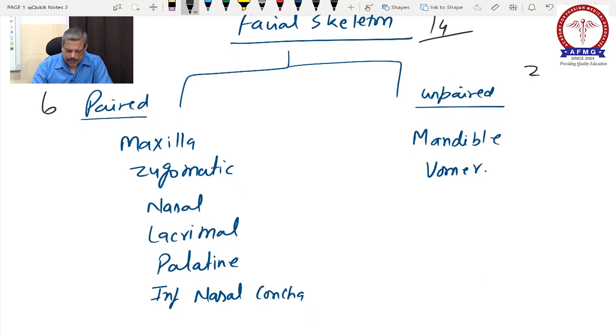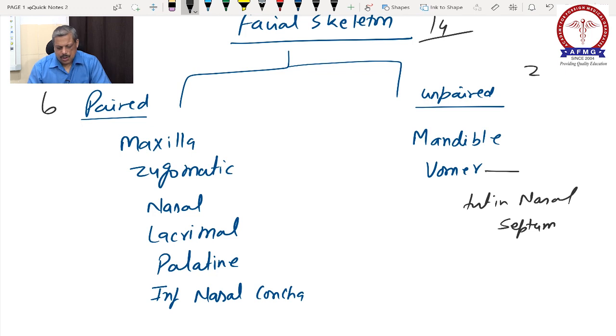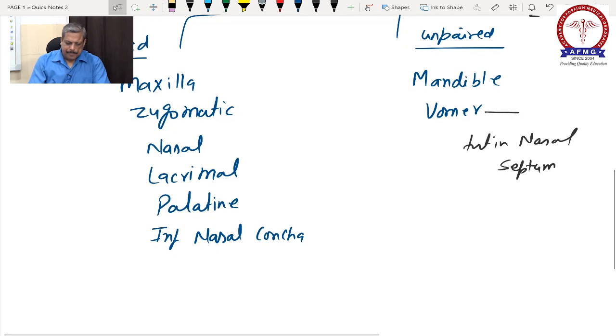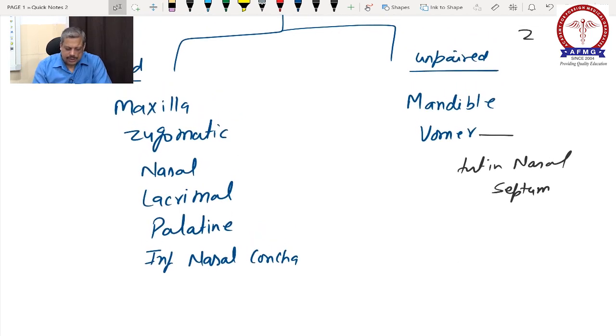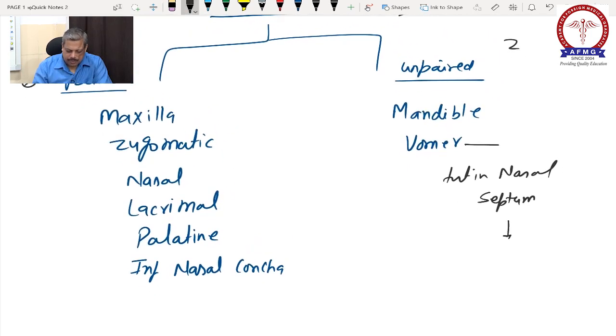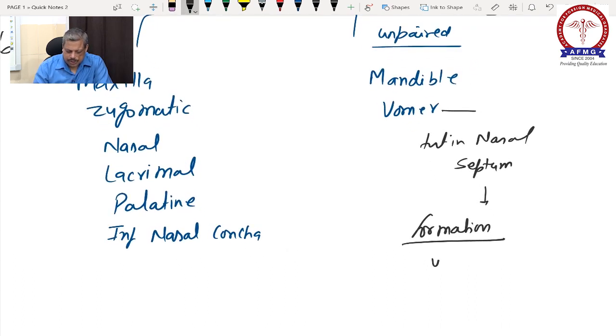This vomer bone, where is it present? It is present in nasal septum. How is this nasal septum formed? Nasal septum, it is formed mainly by the vomer bone plus perpendicular plate of ethmoid bone.